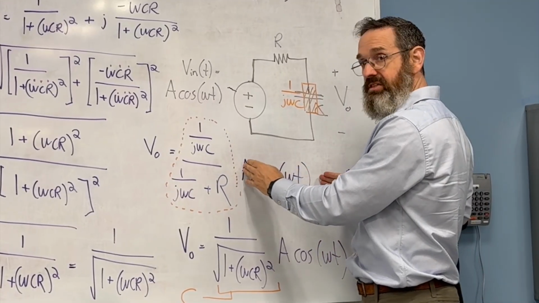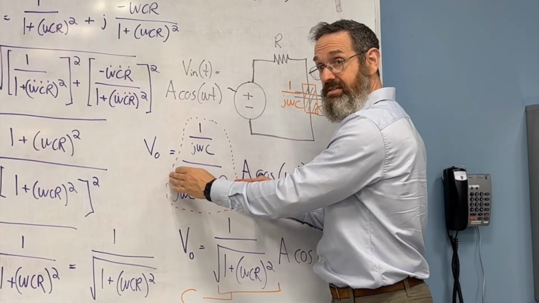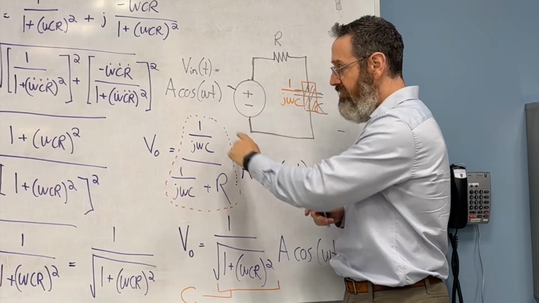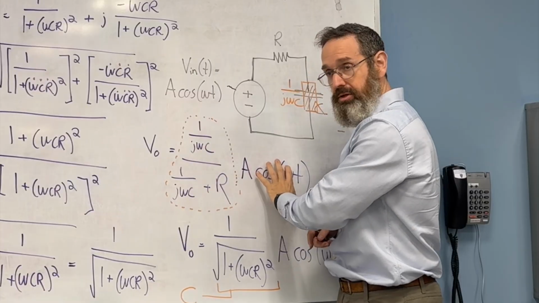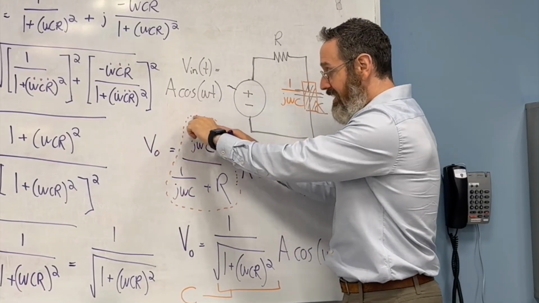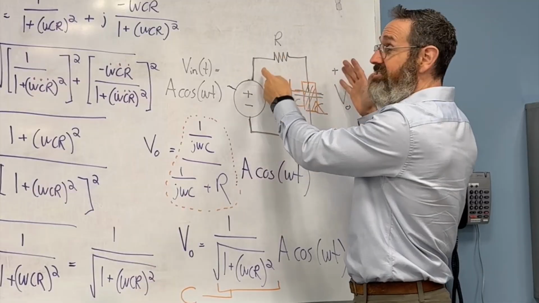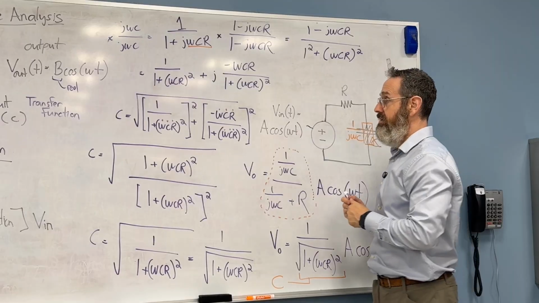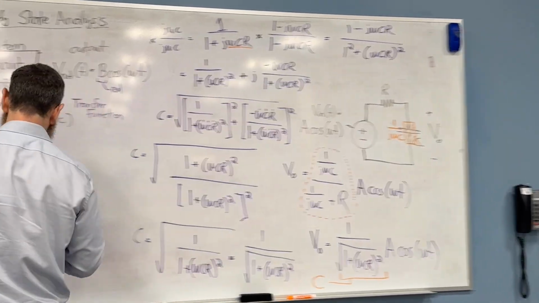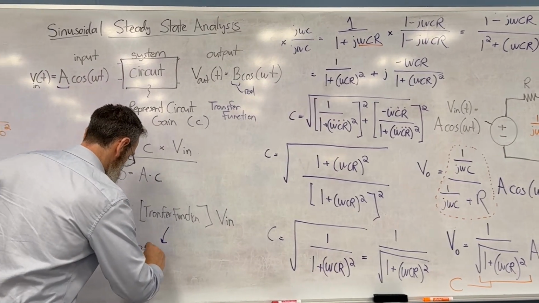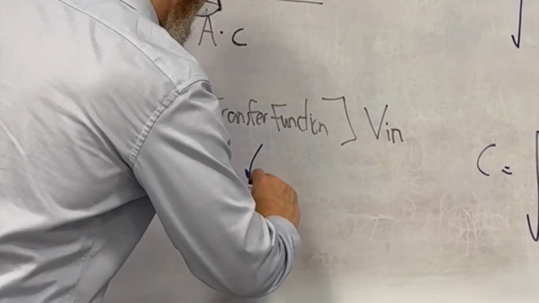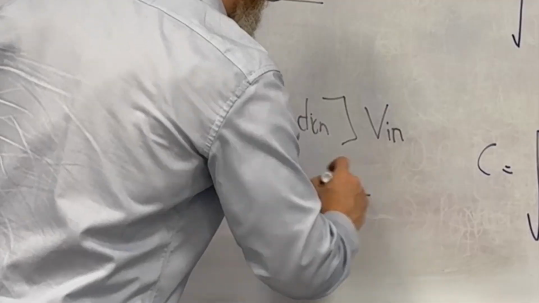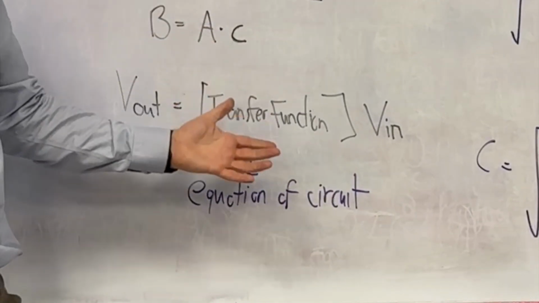The input lives here. This here is the circuit. There's nothing here about the input. There's nothing here about the output. This thing here is the circuit. This is the equation of the circuit. The transfer function is the equation of the circuit.